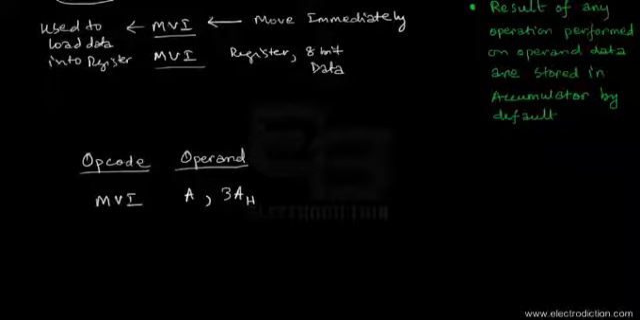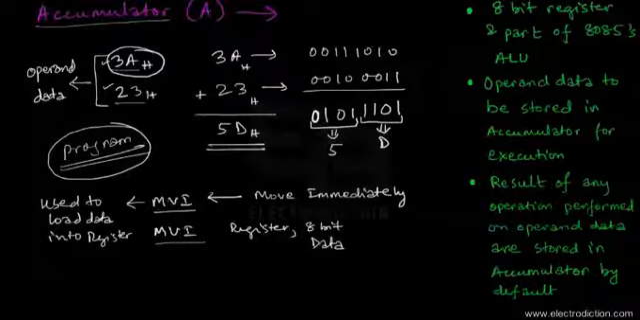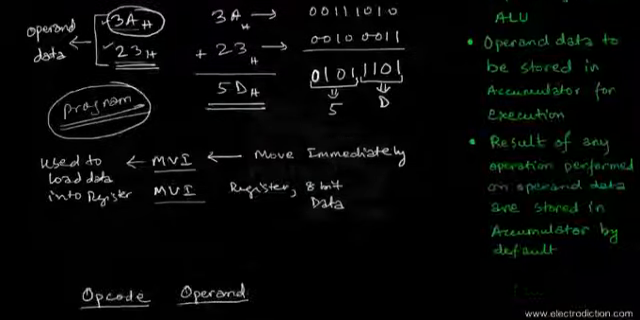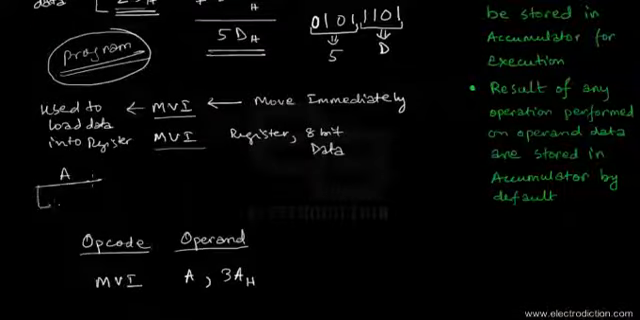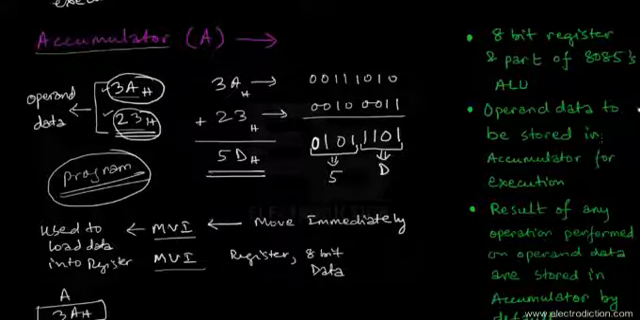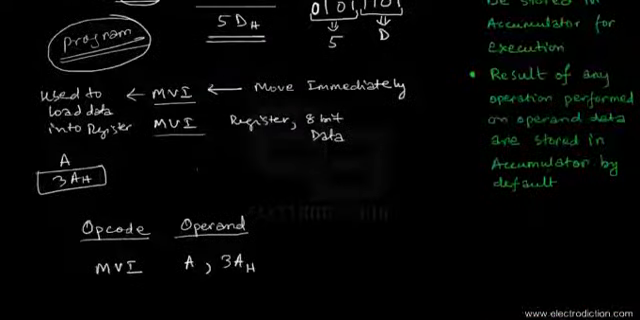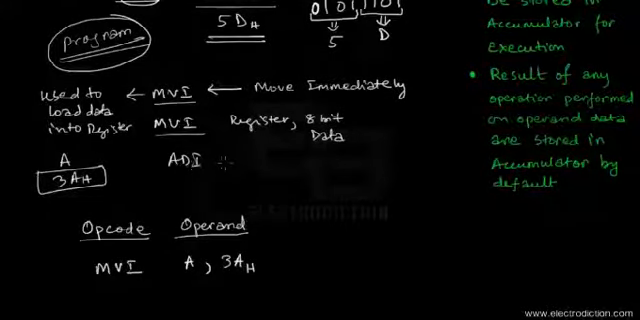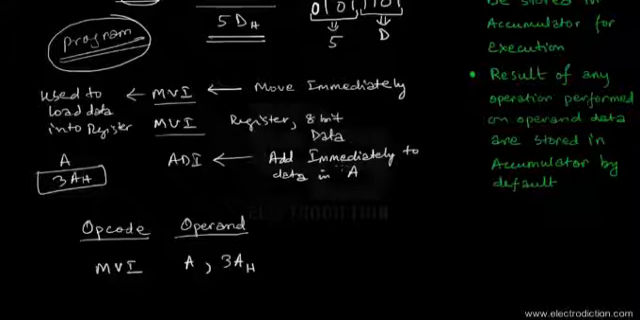After that we need to add this particular data, 23H, with the data present in the accumulator. Currently the register A is loaded with 3AH. So in order to add 23H with the 3AH stored in the accumulator, we're going to learn another instruction known as ADI. ADI stands for add immediately to the data present in the accumulator register, or register A in short. We're supposed to use this instruction this way.